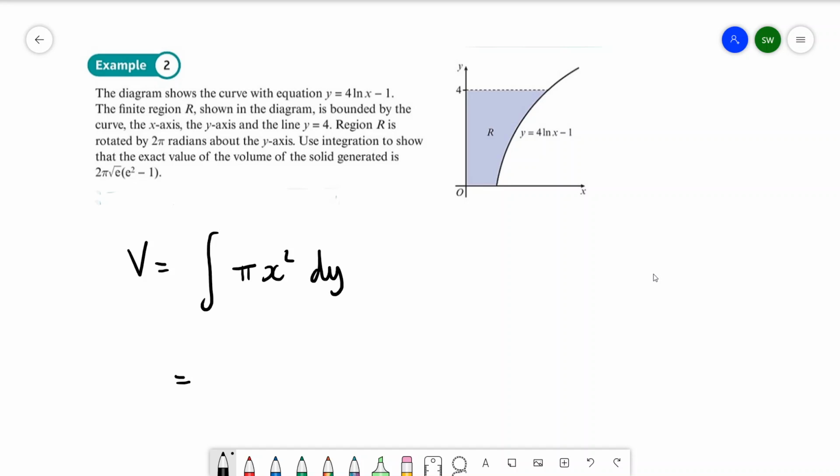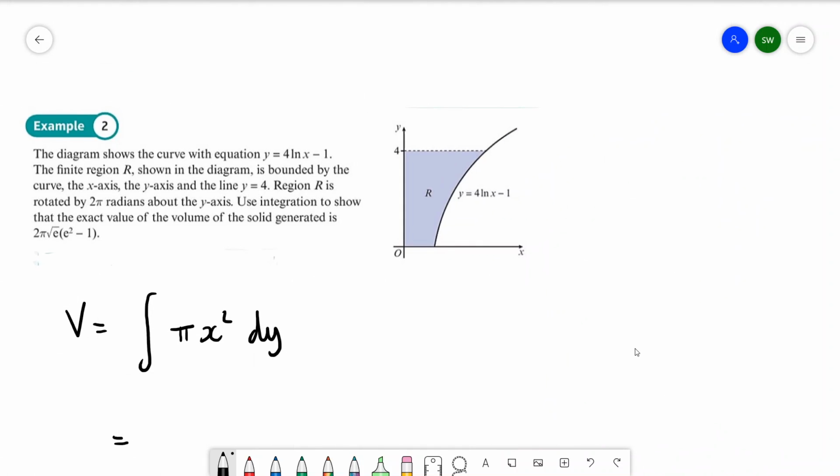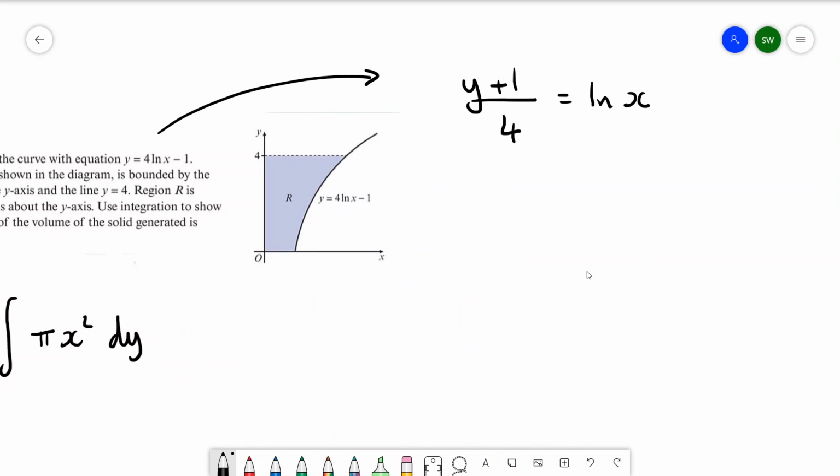So in order to use this formula, we're going to have to find an expression for x in terms of y. So if we take our expression here, we can rearrange this to get y plus 1 over 4 equals natural log of x. So we can get an expression for x by doing e to the power of both sides. So we're going to get x equals e to the power of y plus 1 over 4.